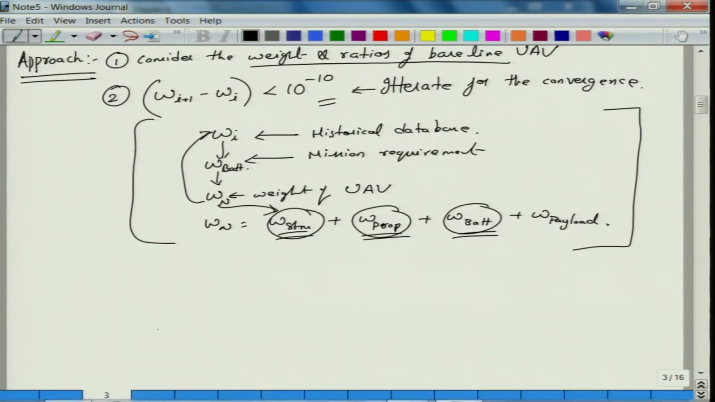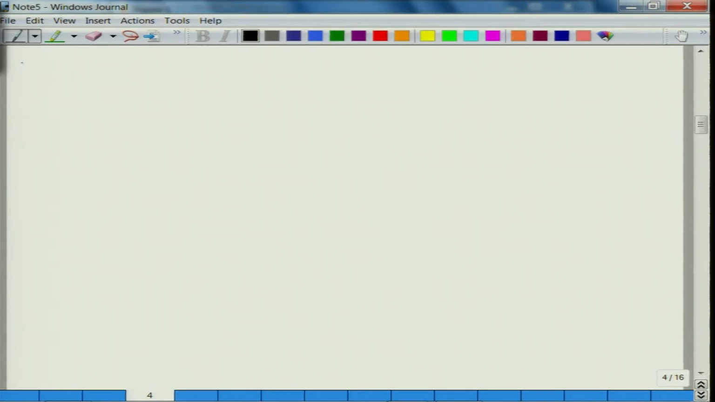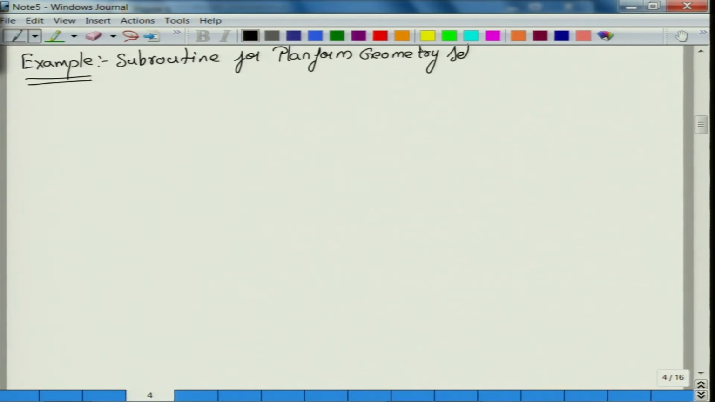Okay. So, what we are going to do here, let us write down the example. This is another example, or subroutine, for planform geometry selection.